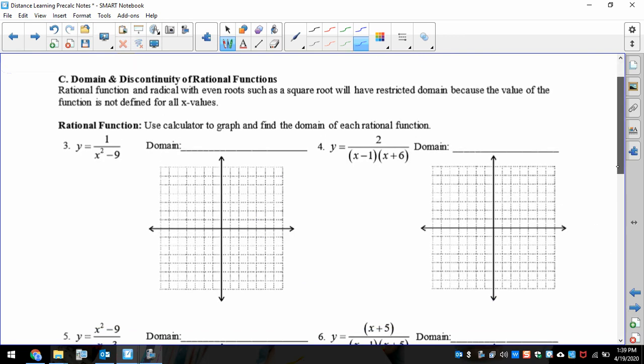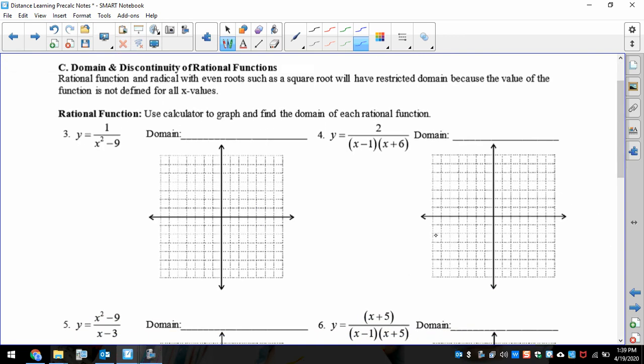Keep on moving here. So part C is talking about the domain and discontinuity of rational functions. The domain for rational functions is really easy to find. You just want to find where the denominator is equal to 0. So if we're looking for the domain, we're going to set the denominator equal to 0 and solve. By square rooting both sides, you want to make sure that you have both plus and minus. So plus and minus the square root of 9, which is just plus and minus 3.